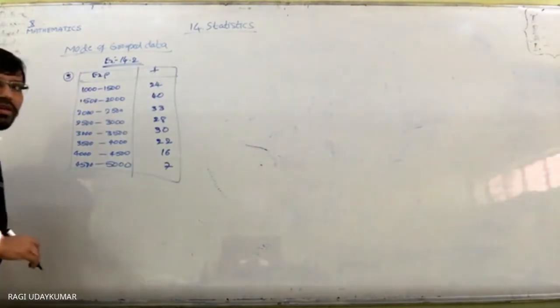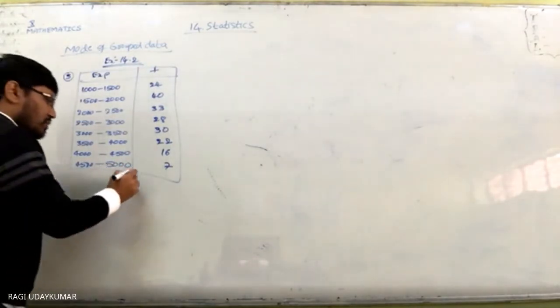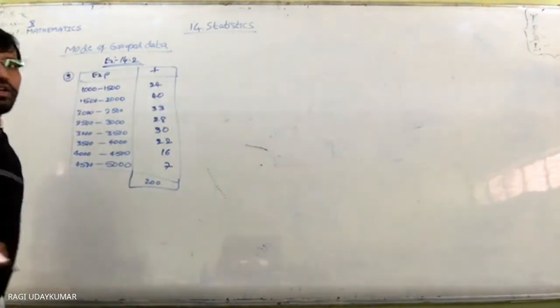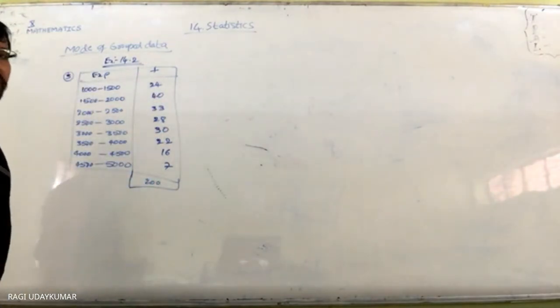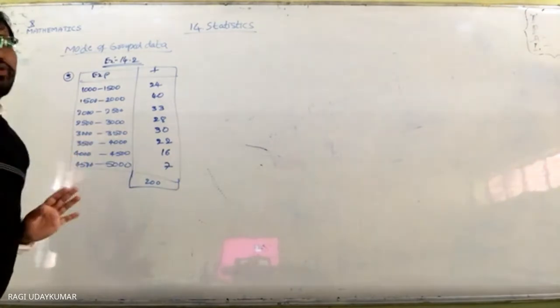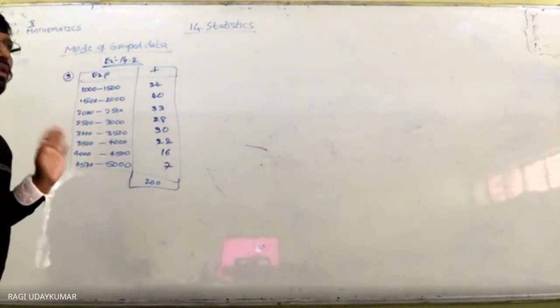Okay, the number of families, 200, is given. So the sum of the frequencies here is 200. If you add these, 200 will come. That is not what we need. Whenever you are finding the mode, it is an easy task for you. No need of any extra columns. First identify the modal class.